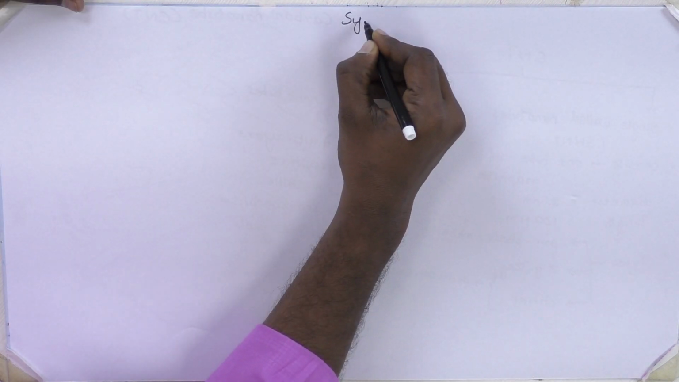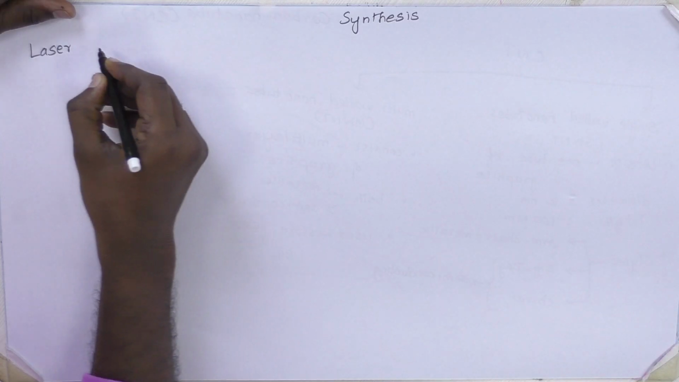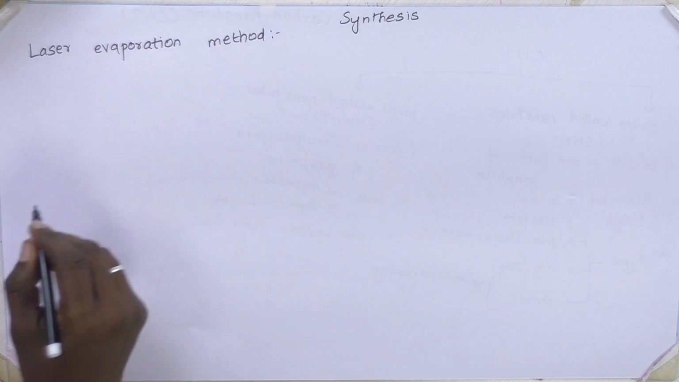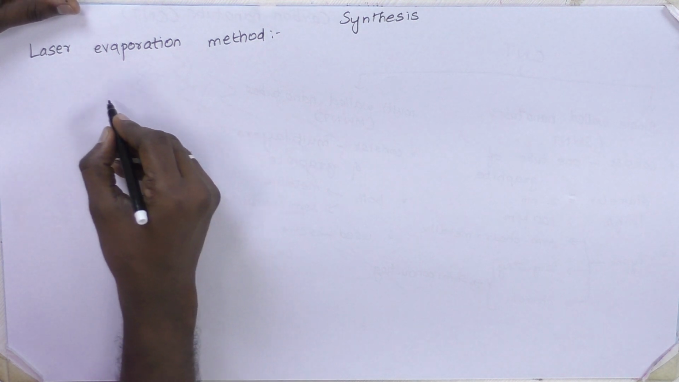These nanomaterials or nanoparticles can be synthesized by various methods. Now we will discuss two methods. They are the laser ablation method and the chemical vapor deposition method. Laser evaporation method or laser ablation method.